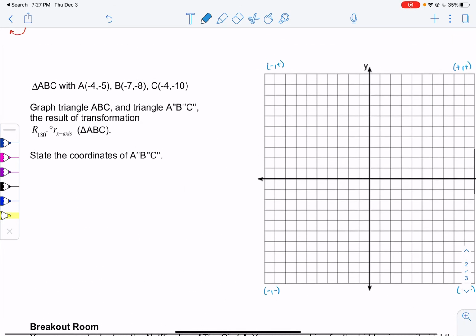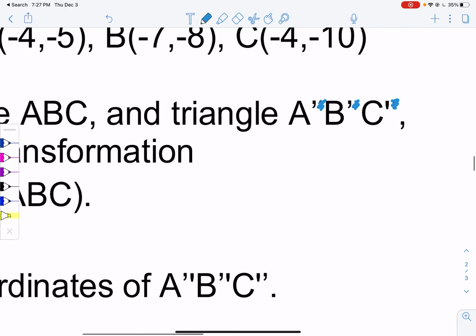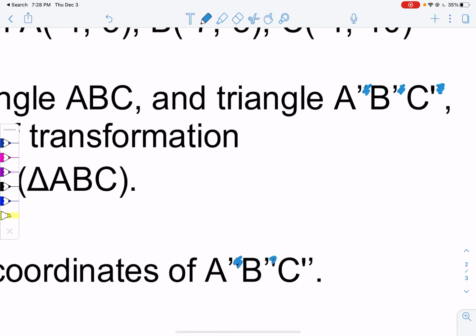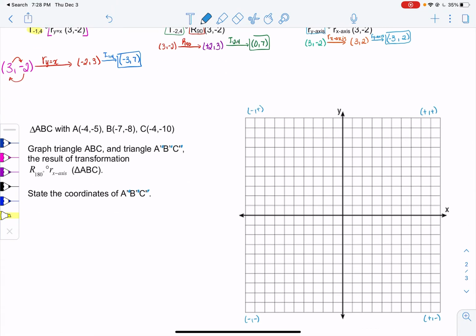So I want to graph triangle ABC and triangle A prime. This is a typo. This should just be A prime, B prime, C prime. Graph triangle ABC and triangle A prime, B prime, C prime, the result of the transformation, rotation of 180 following a reflection over the x-axis.